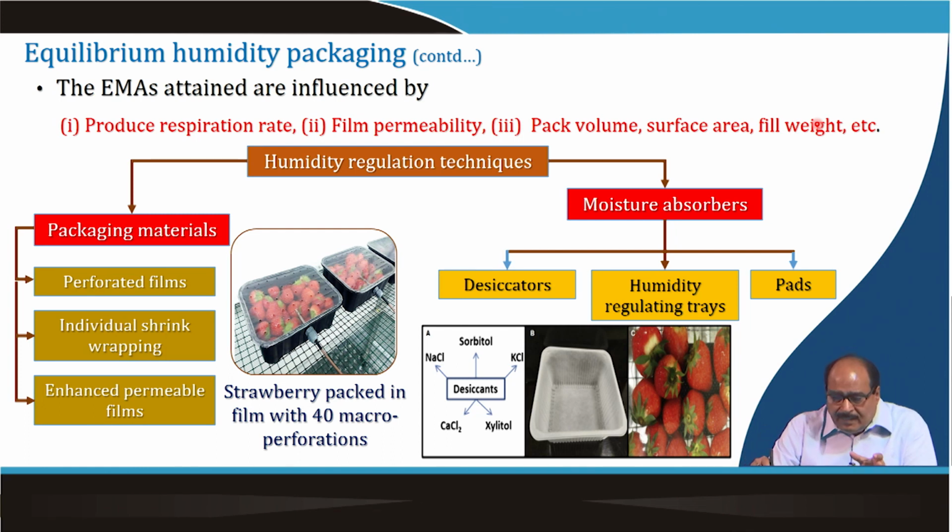So, humidity regulation techniques include packaging materials like perforated films. You can see strawberry here packed in film with 40 micron perforations, that is, it allows the movement of gases in and out. Then there are individual shrink wrapping or enhanced permeable films, or moisture absorbers, like we discussed in active packaging or active MAP, desiccators, humidity regulating trays or pads, etc. Different types are used accordingly. In this way, by adopting a suitable method, the humidity is equalized inside and outside.